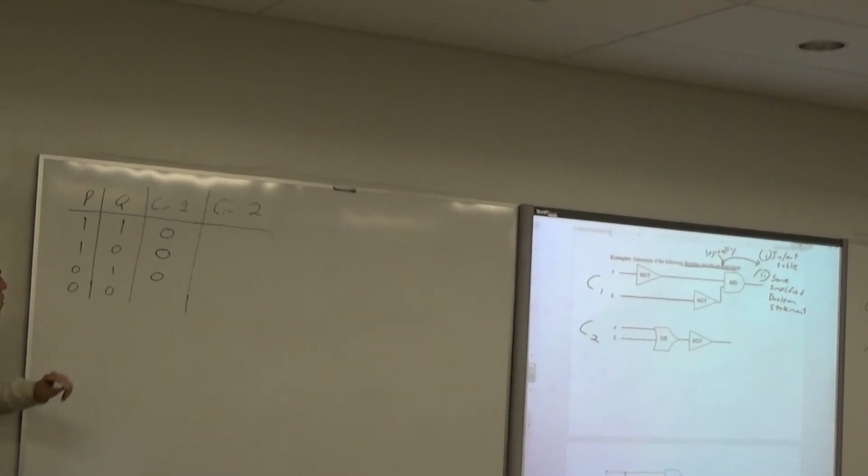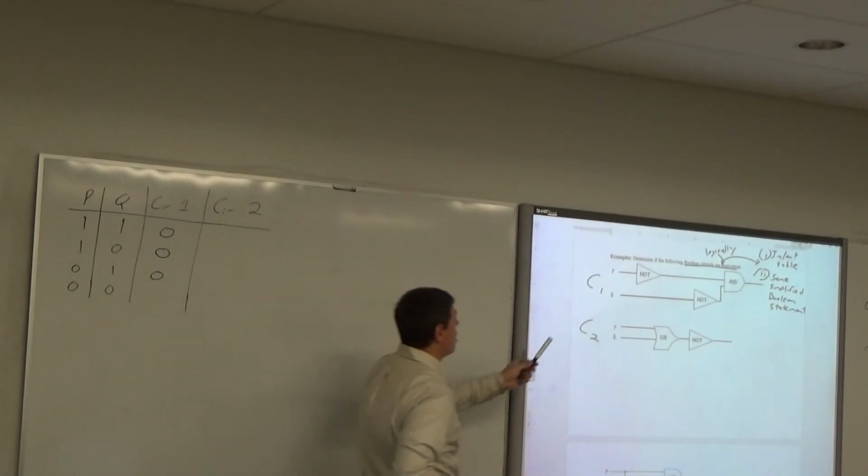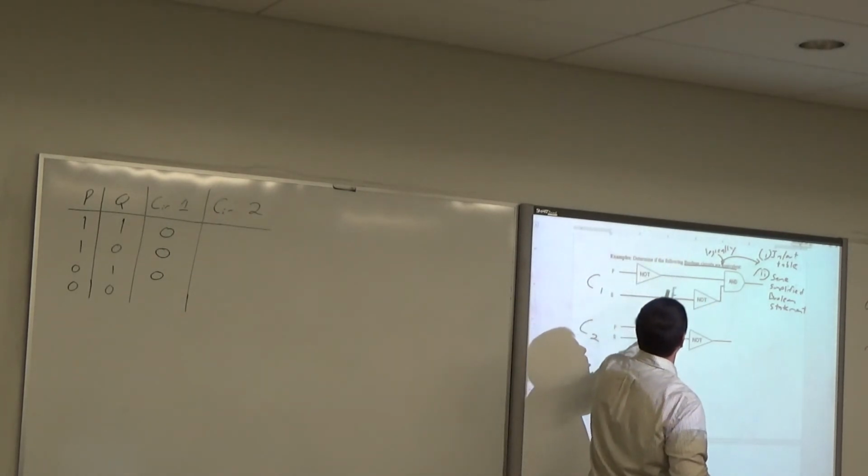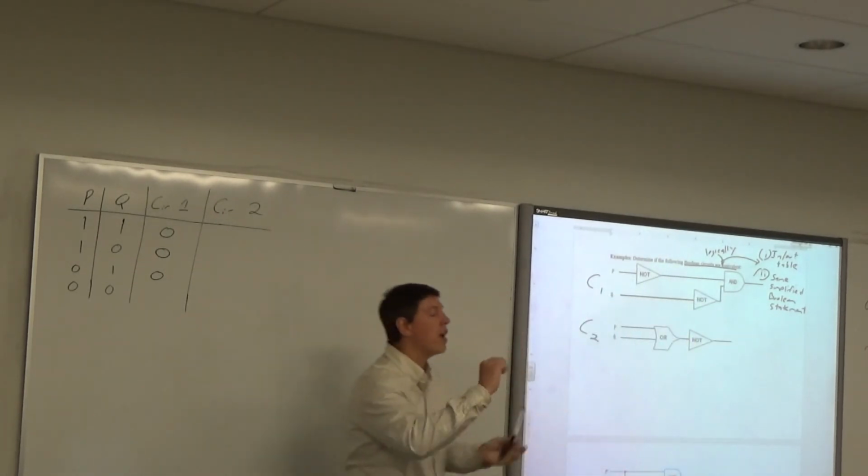So 0, 0. The good news is, though, guys, that when we put 0, 0 through the gate, 0 becomes a 1, 0 becomes a 1. So indeed, we finally get a 1 out of it.